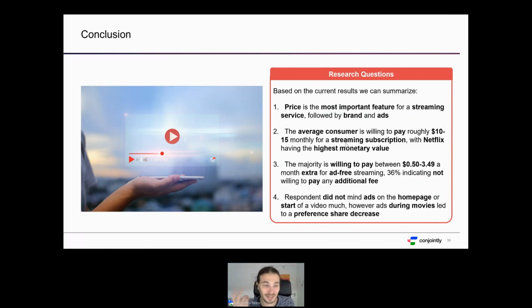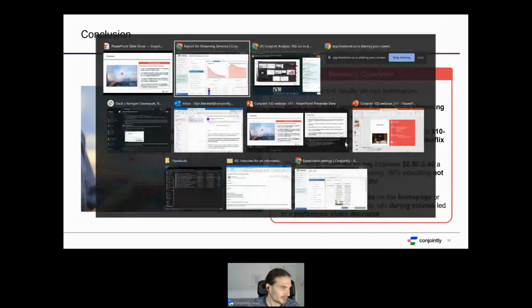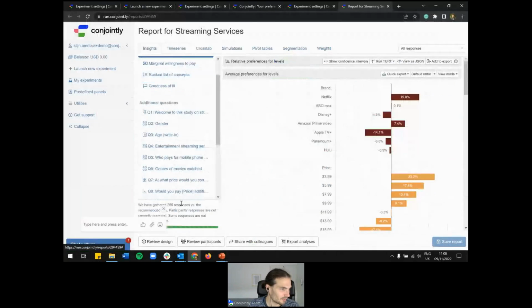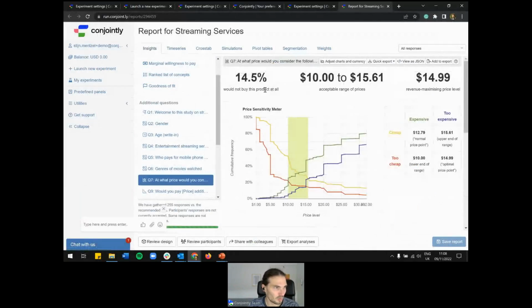So price is the most important feature for a streaming service, at least according to our survey, followed by brands and ads. The average consumer is willing to pay 10 to 15 a month for a streaming service, with Netflix having the highest monetary value. That second one I didn't show. That was actually Van Westendorp. Where's my Van Westendorp? Here. So, what price would you consider for a streaming service? $10 to $15. Again, it's not brand specific. It was more like general information. It's between 10 and 15 bucks.